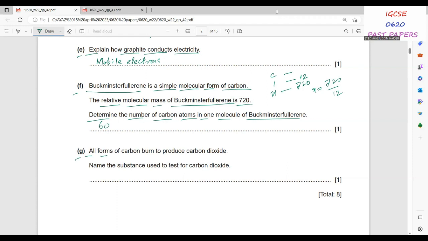G. All forms of carbon burn to produce carbon dioxide. Name the substance used to test for carbon dioxide. It's lime water. So you write lime water.